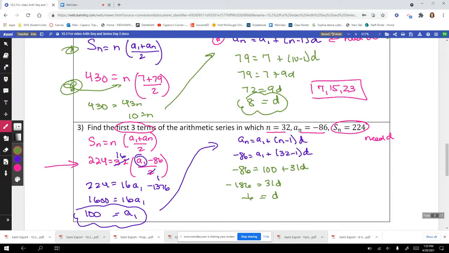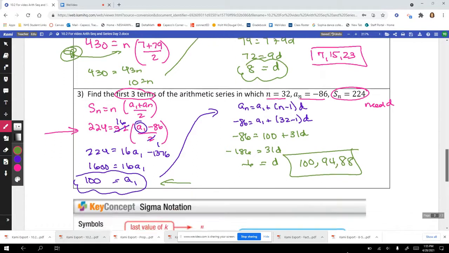Okay, now my first term I found over here is 100, right? So it's 100, and then I have -6, so that's going to give me 94, and then my last term there is going to be 88. All right, let's move on.